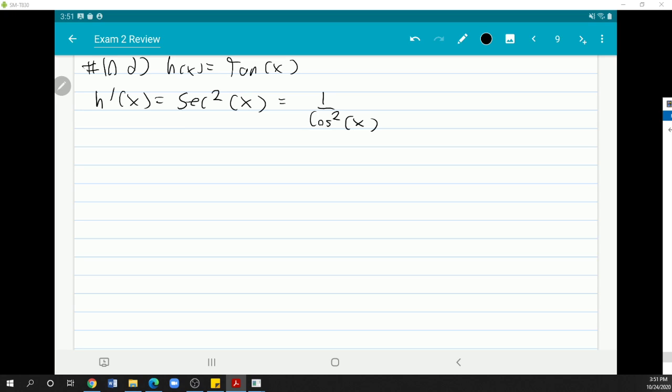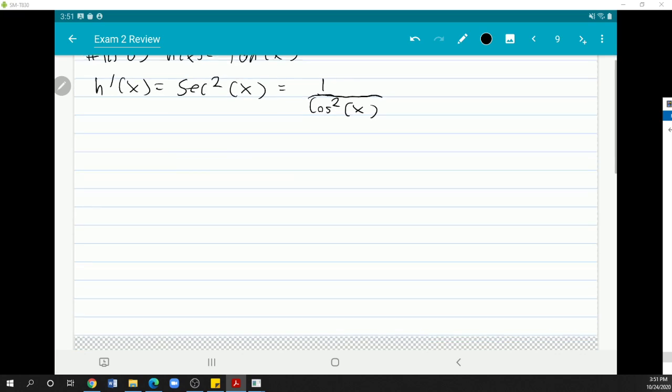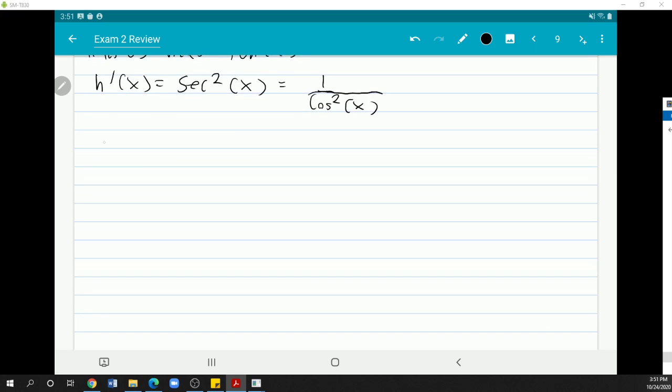And the thing we need to keep in mind about tangent is where it's defined. So we might look for critical points and say, okay, when is cosine squared of x equal to 0? Well, that happens if and only if cosine of x is equal to 0, because if the square of something is 0, then the something itself must be 0. So then you get x equals pi over 2 plus pi k.